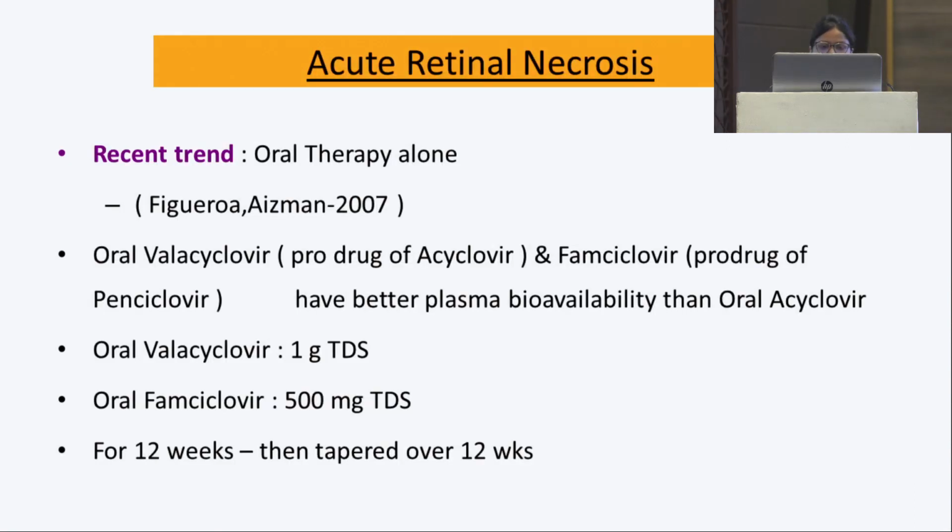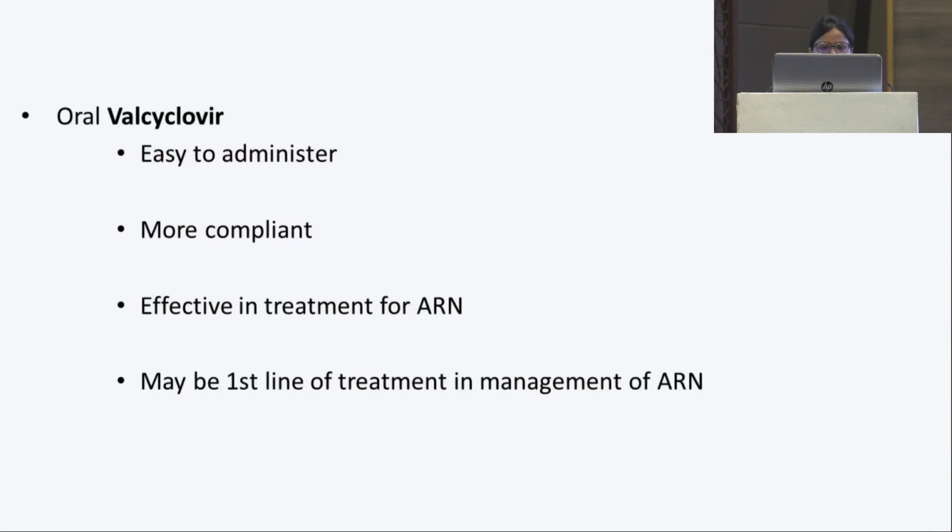Now the current trend is to start oral therapy alone. There is a prodrug of acyclovir, that is valacyclovir, or we can also give famciclovir. It has a better bioavailability than that of the oral acyclovir. Oral acyclovir is given at the dose of 1000 milligram 3 times a day for 12 weeks and then slowly tapered.